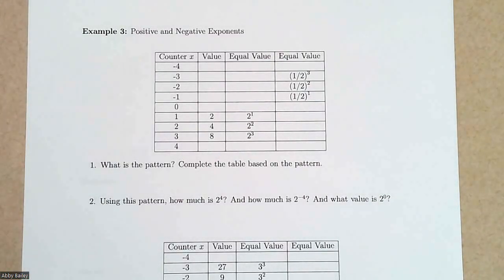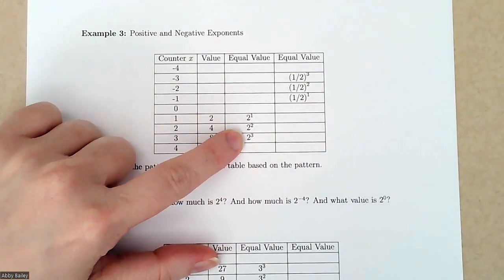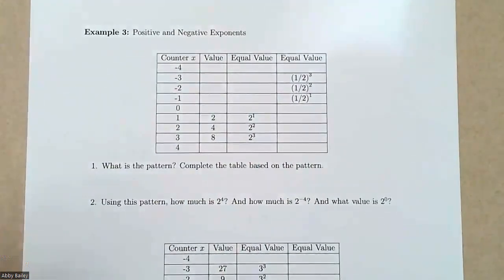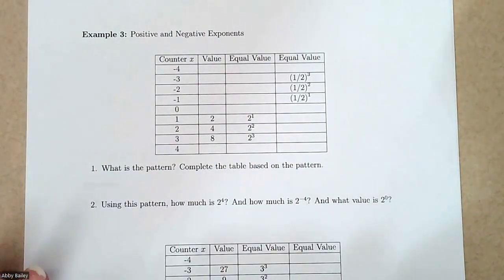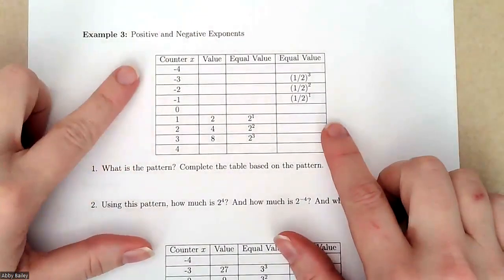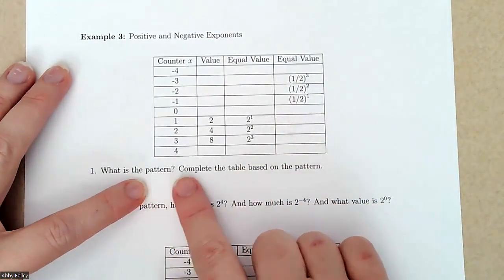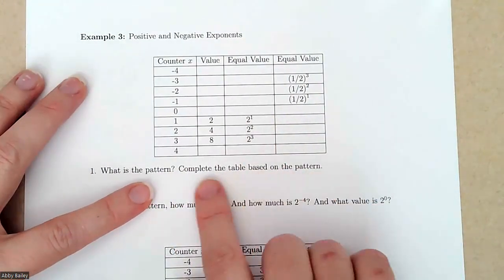Now let's think about these numbers that are whole numbers taken to an exponent versus fractions taken to an exponent, like we were looking at in the last couple of examples, the bacteria and the ibuprofen. So, okay, here's a table and it says complete the table based on the pattern.